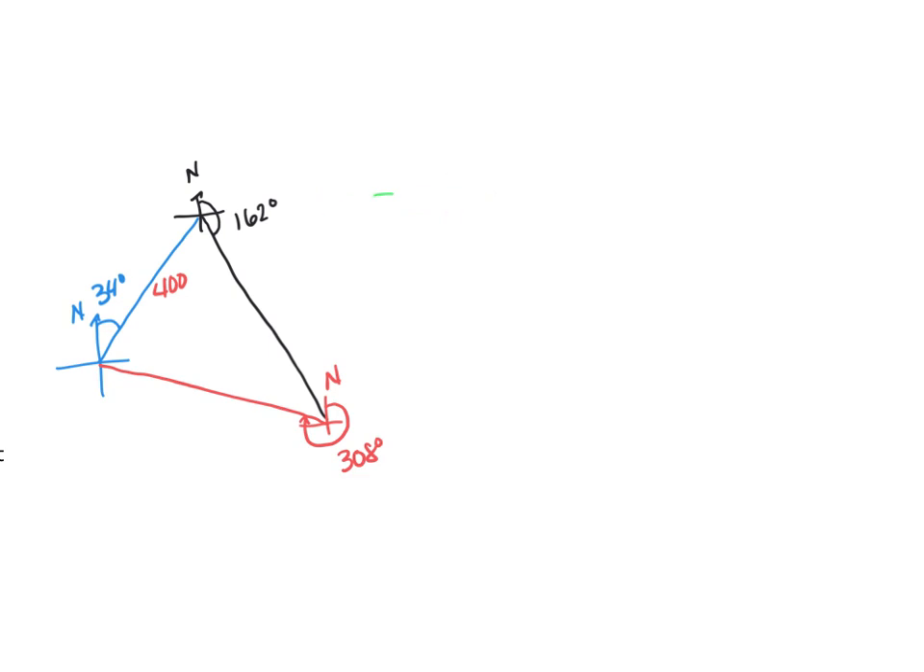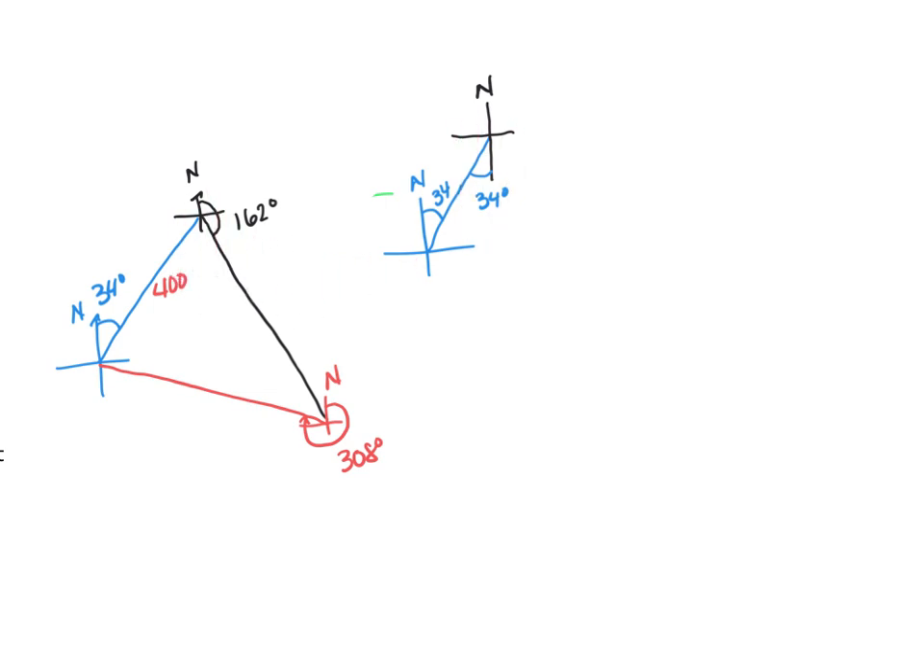So looking at my first one in blue, this is north, and this is 34 degrees. So when I put this onto my other axes, because these are parallel lines, we know that this has to be 34 degrees. Okay, so this is this, and this one is this one.